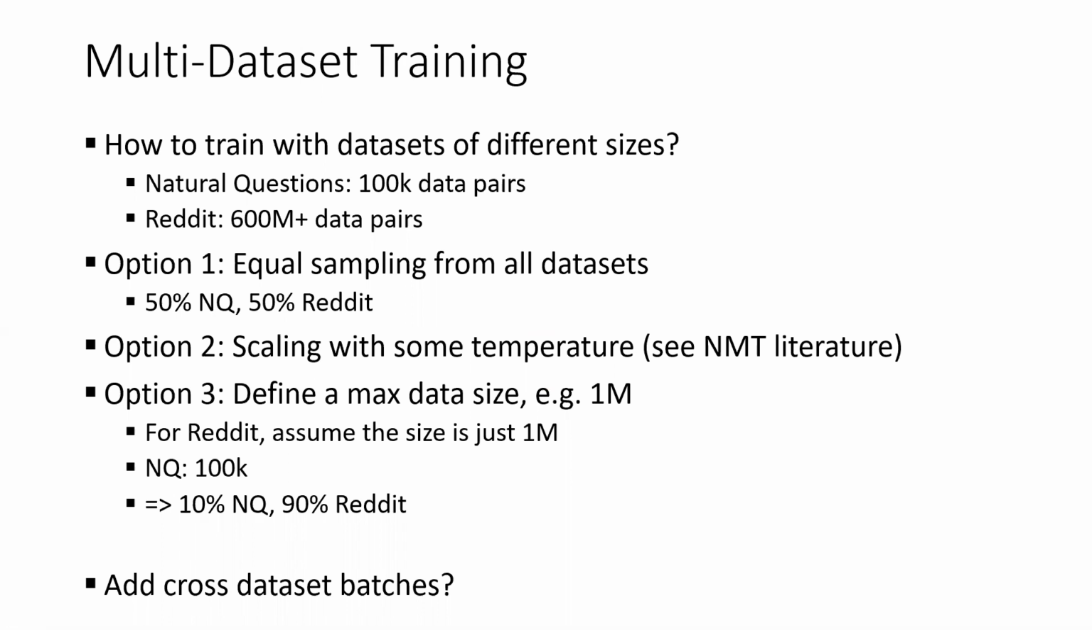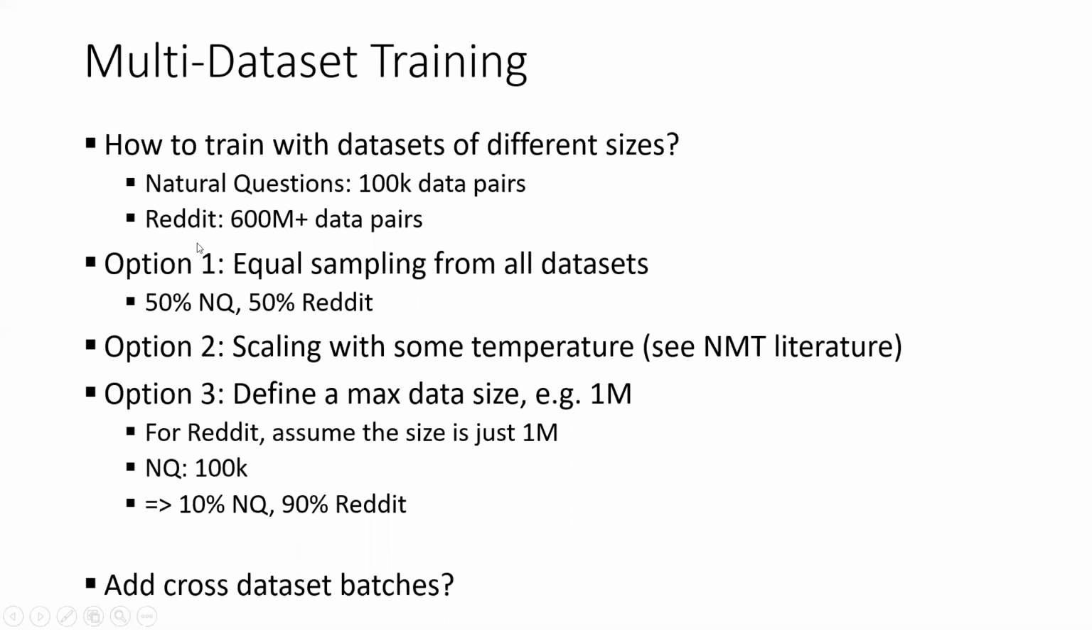So training on more data is quite important, but if you train on multiple data sets, how do you deal with data sets of different sizes? For example, we have one data set, Natural Questions, which are queries from Google with answers from Wikipedia, where we have 100,000 data pairs. And then we have a data set maybe from Reddit with comment and response, where we have 600 million and more data pairs.